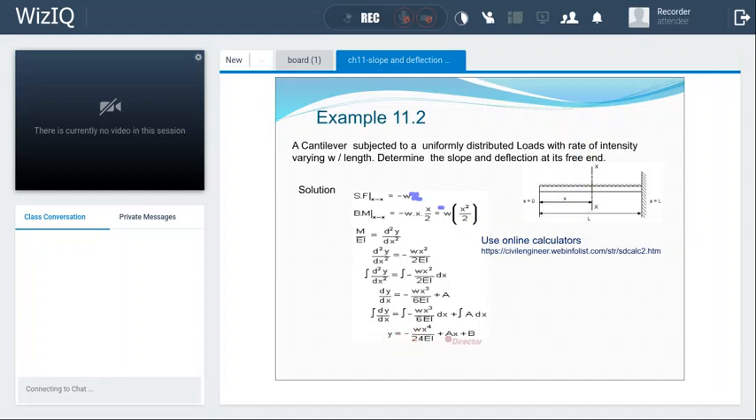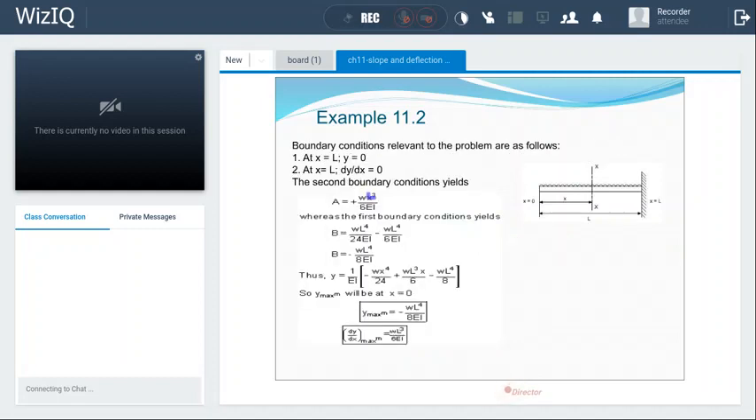We substitute here the values for A and B, which we have just now determined. So we write here these values. This will be your equation for displacement. So we can calculate maximum deflection and maximum slope from that equation.